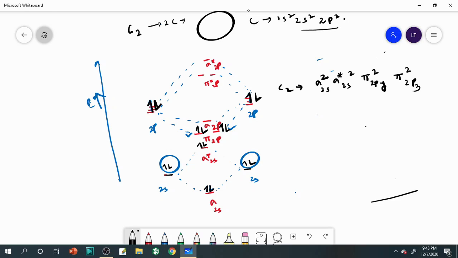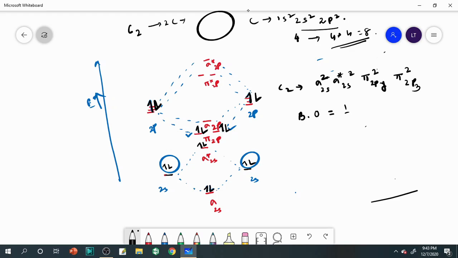For one carbon atom, valence electrons are 2 plus 2 is equal to 4. So if we consider 2 carbon atoms, 4 plus 4 is equal to 8. So here you see the number of electrons is also 8: 2 plus 2 plus 2 plus 2, it is 8. In this way you can put all the electrons in different molecular orbitals in the case of the carbon molecule, and you just calculate the bond order.